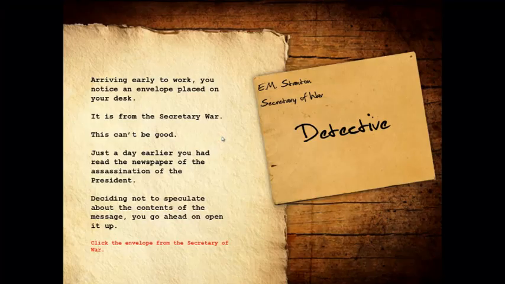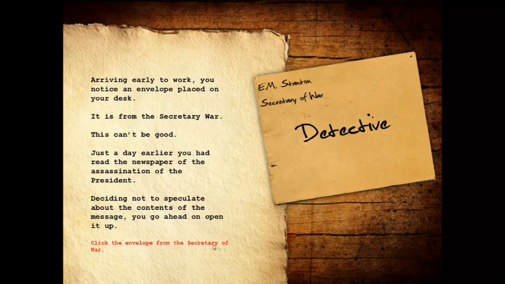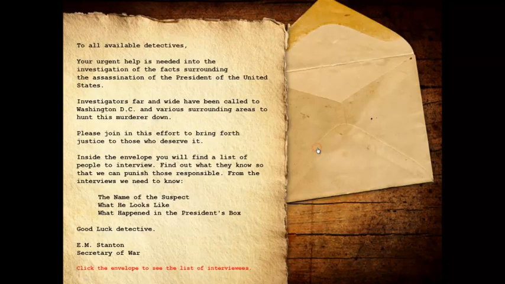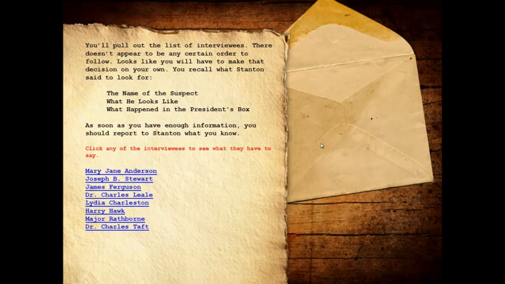Click on here. All right, so arriving early to work, you notice an envelope from the Secretary of War. It says to click on the envelope from the Secretary. So we do. It opens up and it says, to all available detectives, we need your help. These are 3 things we're looking for: the name of the suspect, what he looks like, and what happened in the president's box. Click the envelope to see the list of interviewees. And this is the part that we went ahead and set up.